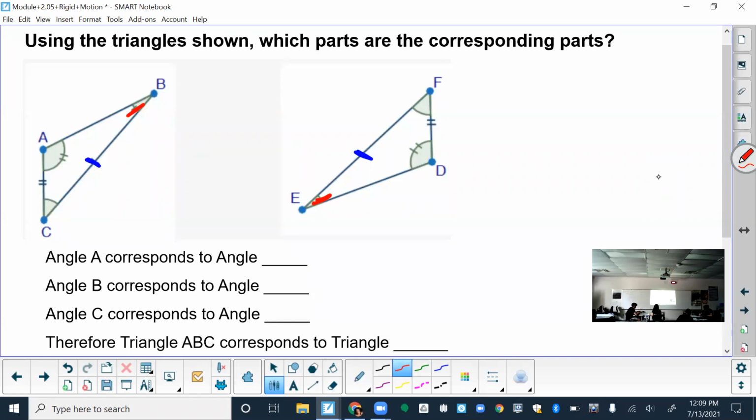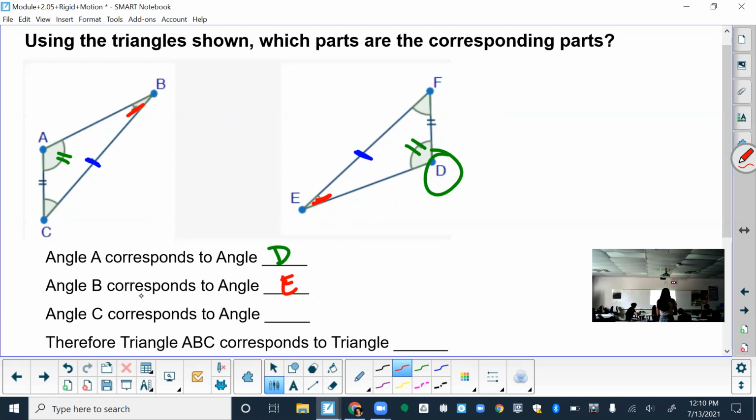Which angle corresponds with angle A? I think I heard B. Any disagreements there? All right, since both angles have 2 hash marks going through them, they are corresponding. Good. What angle corresponds with B? So it should be on opposite triangles. Good. All right, corresponding parts will be on each triangle. So the parts of the triangles that are the same.